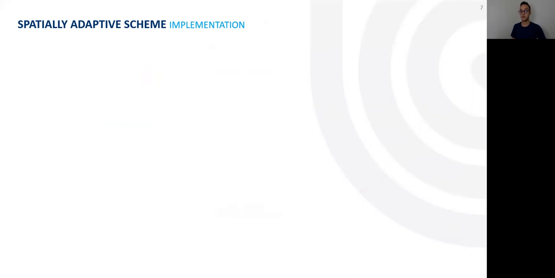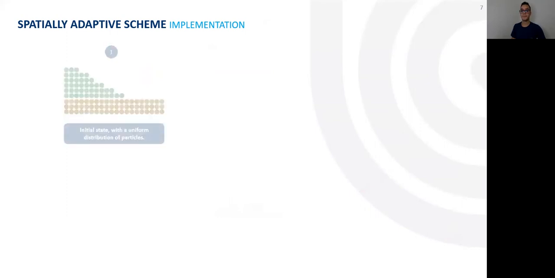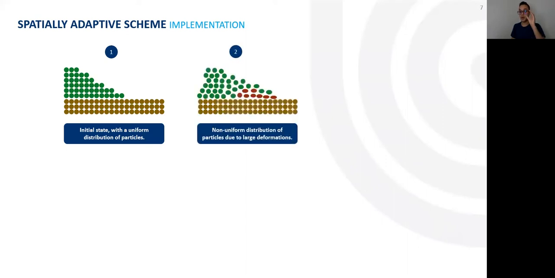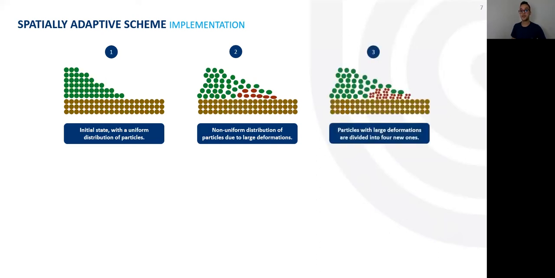Our adaptive scheme performs the subdivision of particles based on the deformation of each particle. For example, considering the scheme of a submarine landslide simulation again. At the beginning, we have a uniform distribution of particles. As the body slides, particles will accumulate deformation and a non-uniform particle distribution is reached, which could develop numerical fractures during the simulation. Our scheme introduces a rule that verifies whether it is necessary to split that particle. Then, particles with large deformations are divided into 4 new ones.